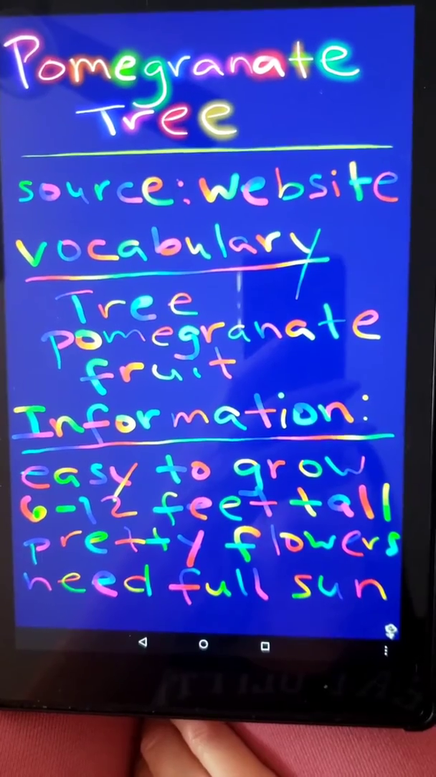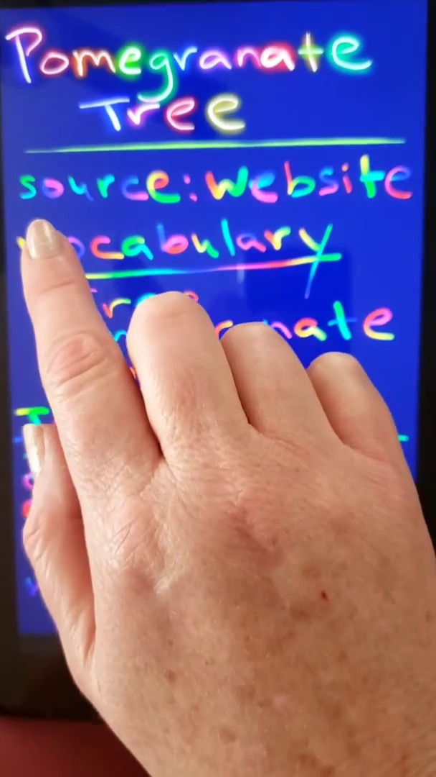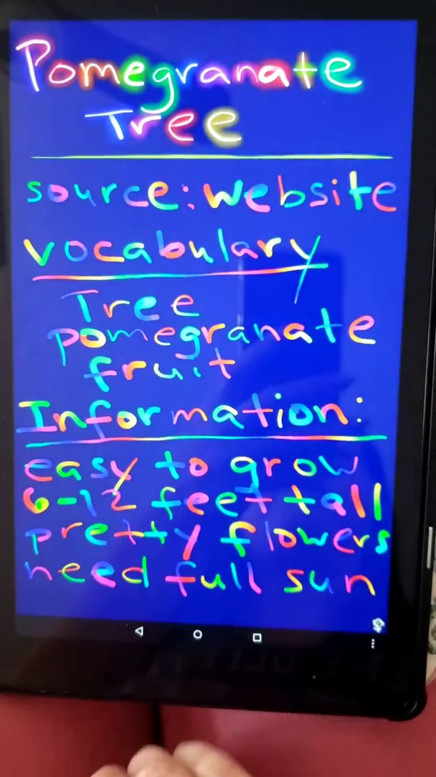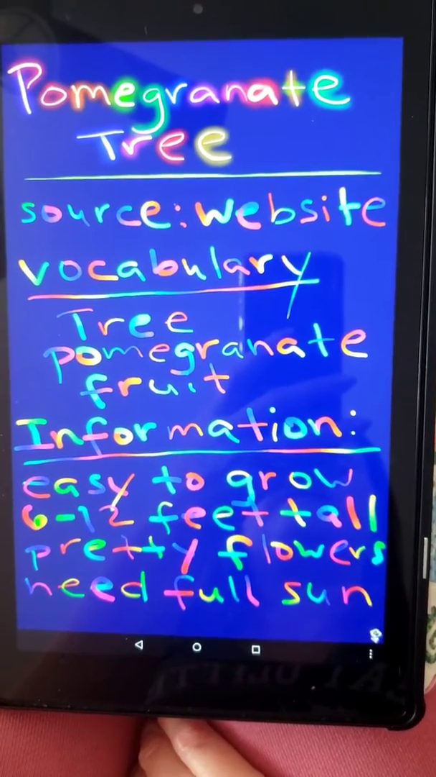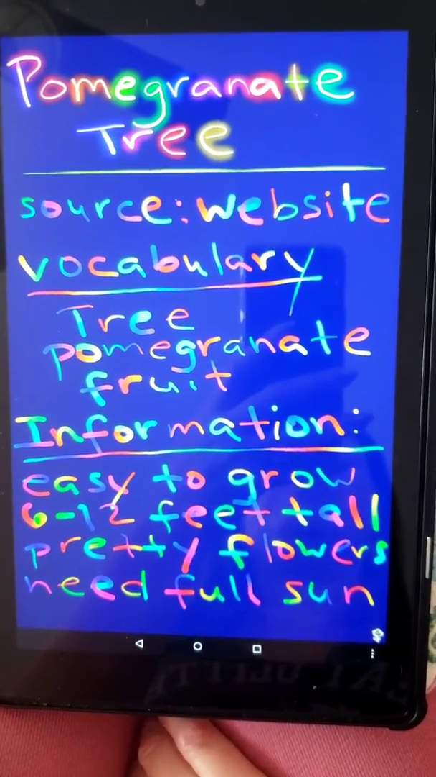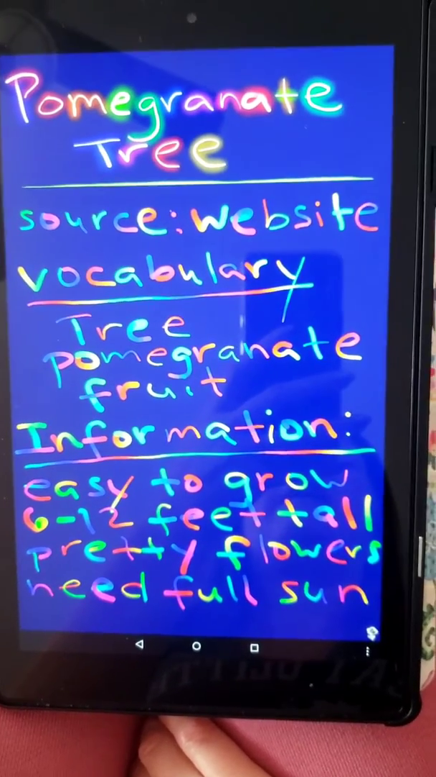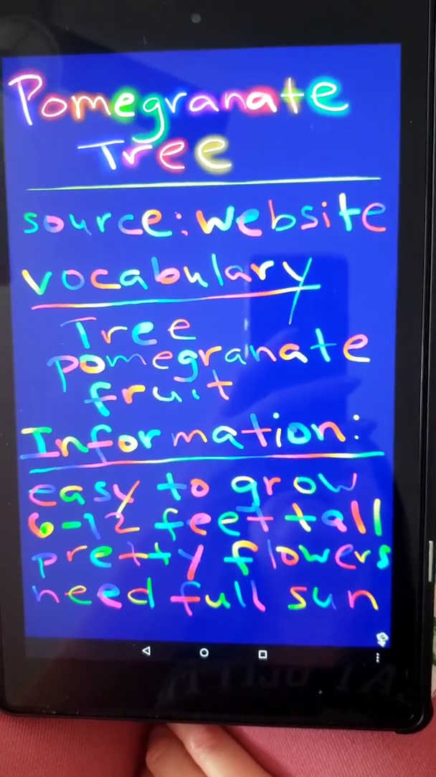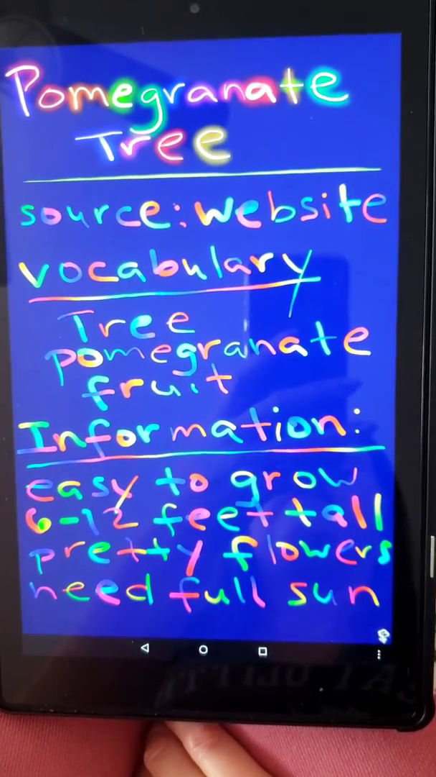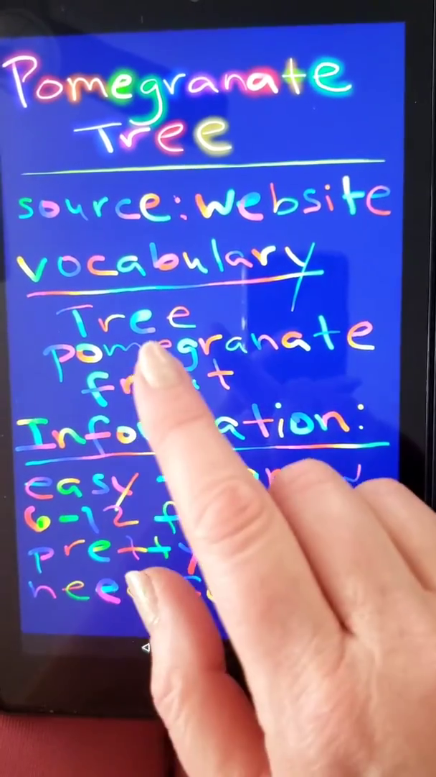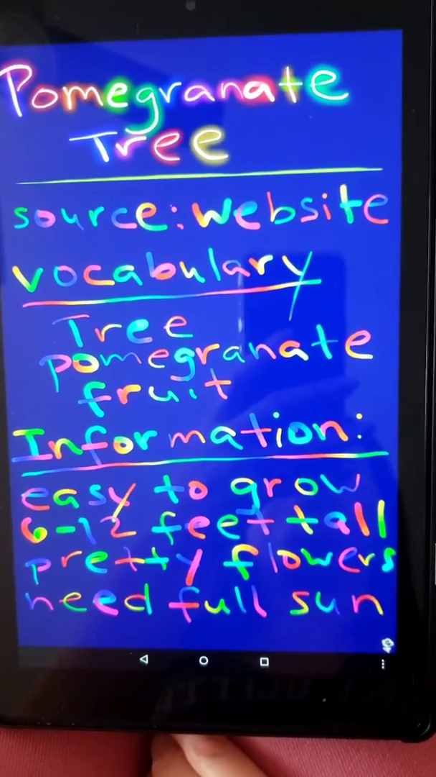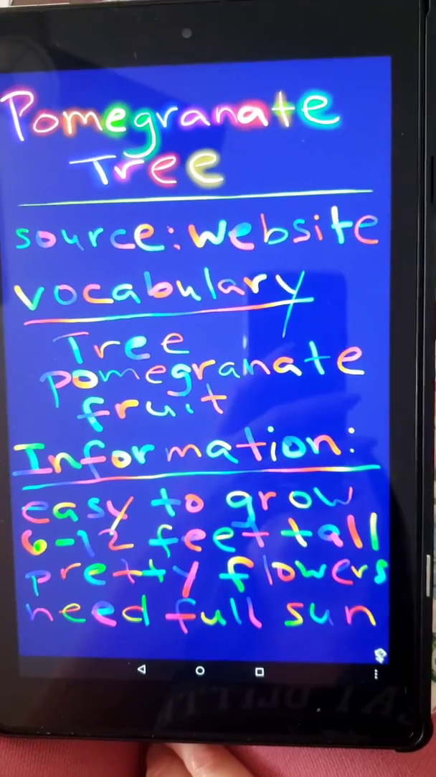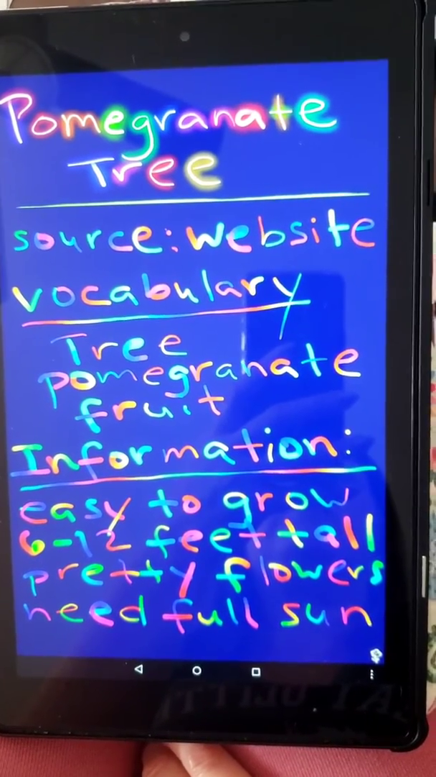So first I wrote my source, the source right here, and I put website. Now I would have to put the website address in my paper under references. That is, a reference is where I got my information. Now the vocabulary, here are important vocabulary words that I want to remember or learn about when I'm doing my research. So I have tree, pomegranate, and fruit.